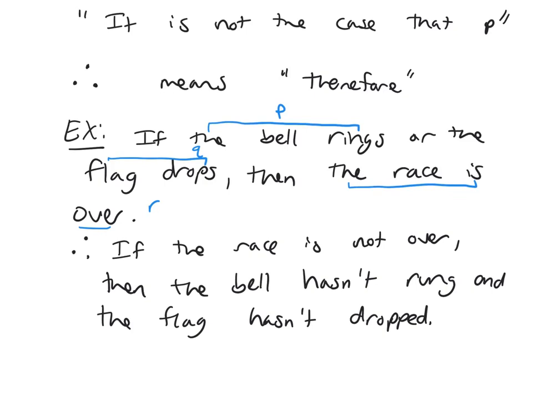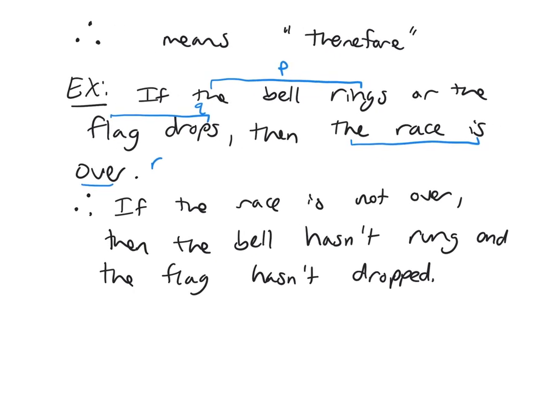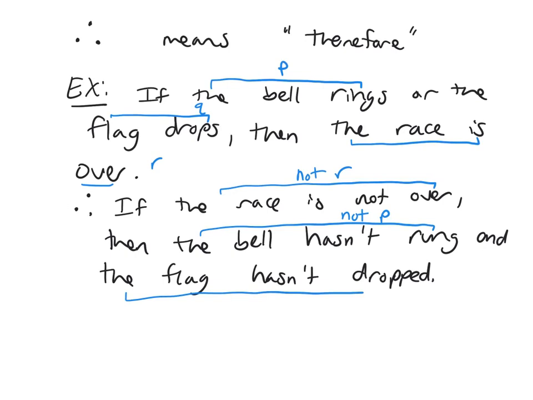So now let's look at the conclusion and write it in terms of these same variables. The race is not over. Well, the race is over was R, so the race is not over would be not R. The bell hasn't rung, that would be not P. The flag hasn't dropped, that would be not Q.